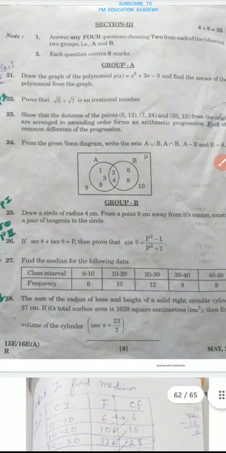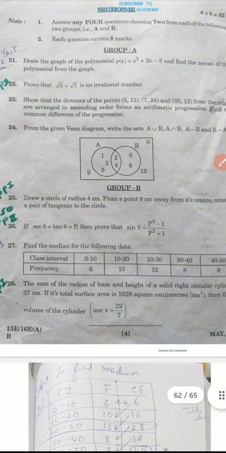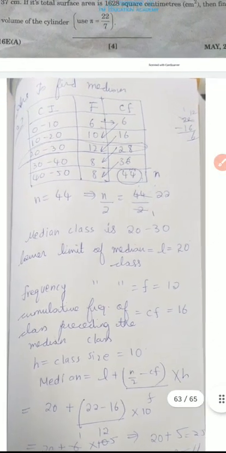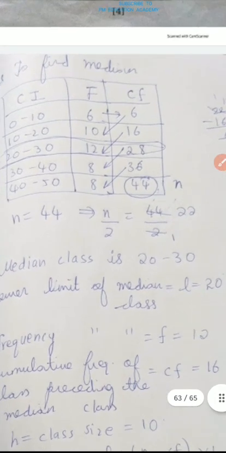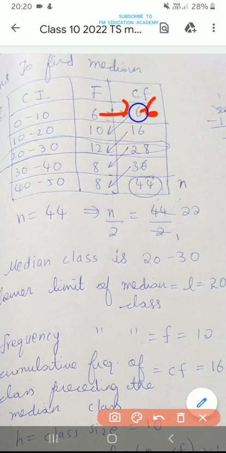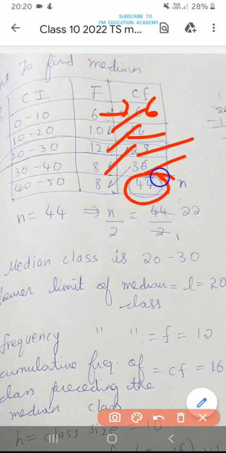Next question is to find the median of the following data. This question also is similar to a question that came in practice paper 2. We know in median there are 3 columns: class interval, frequency and CF. How to find CF? 6, 10 plus 6 is 16. 16 plus 12 is 28. 28 plus 8 is 36. And this is 44. Where we have the maximum value, that will be your number of observations.